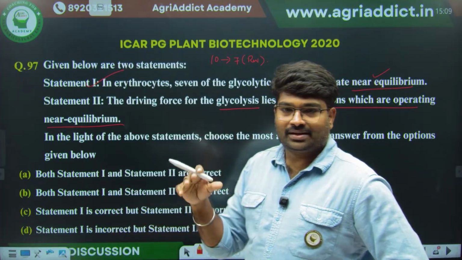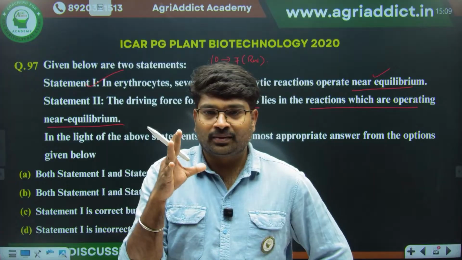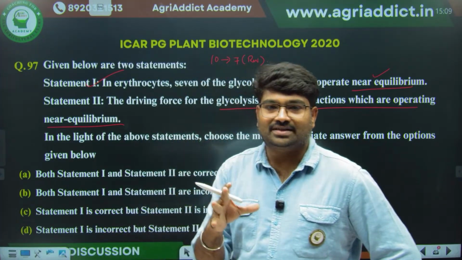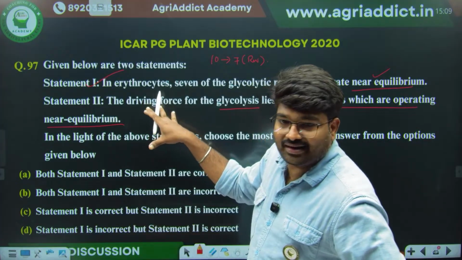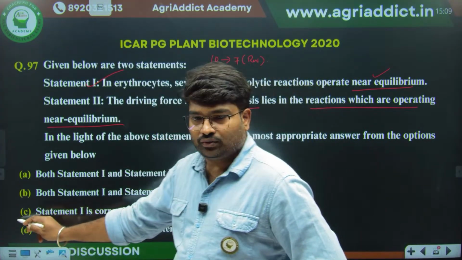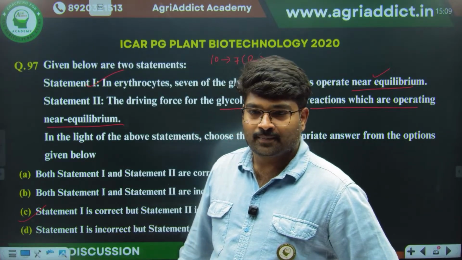If you see hexokinase, phosphofructokinase and pyruvate kinase, these are the 3 irreversible steps in glycolysis. Clear? 3 irreversible steps in glycolysis. That will be the driving force. So, what will be the correct answer? Statement 1 is correct and 2 is incorrect. Clear? This is another important point you have to remember.